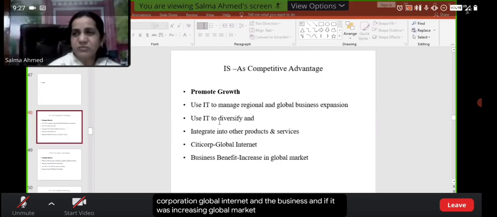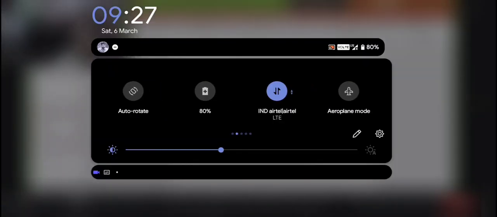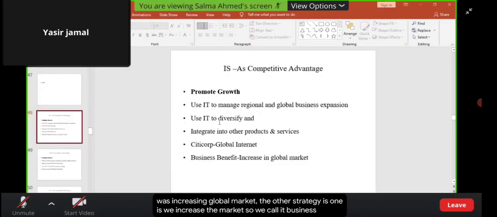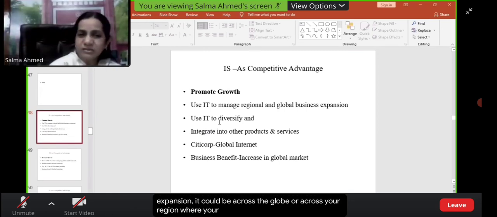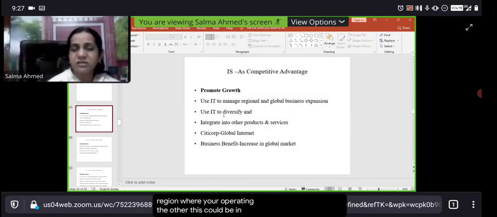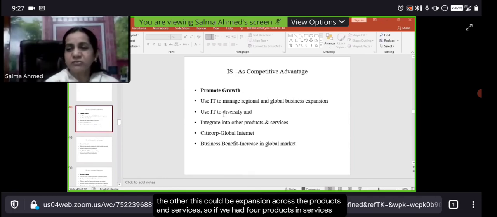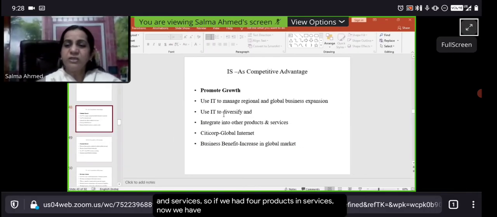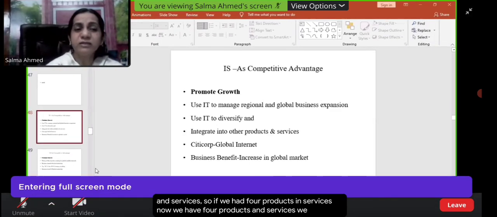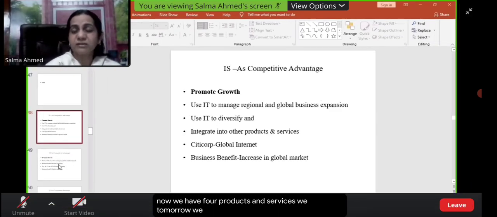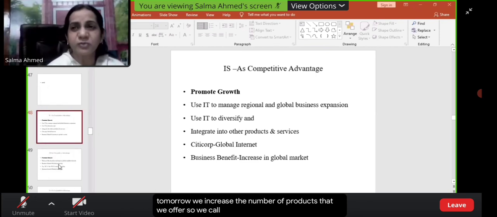The other strategy is one is we increase the market, so we call it business expansion. It could be across the globe or across your region where you're operating. The other could be expansion across the products and services. So if we had four products and services, tomorrow we increase the number of products that we offer. So we call expansion across your product line, product line expansion.